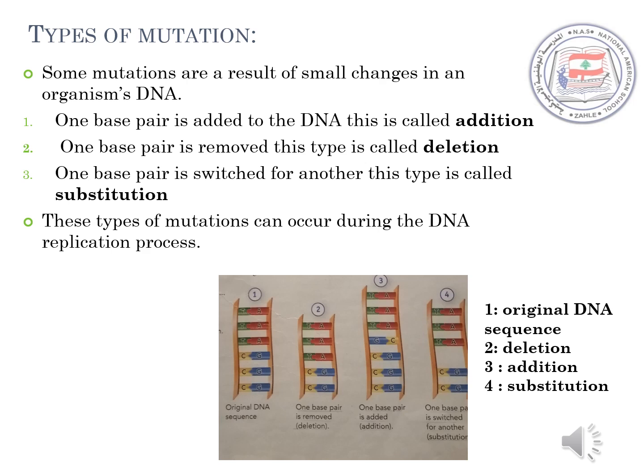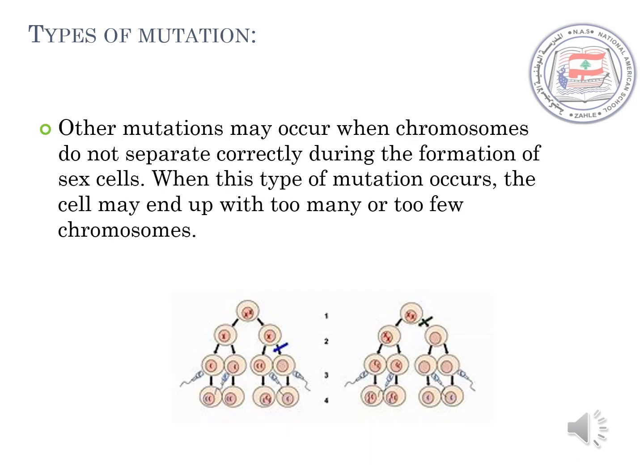base pair. Other mutations may occur when chromosomes do not separate correctly during the formation of sex cells. When this type of mutation occurs, the cell may end up with too many or too few chromosomes.